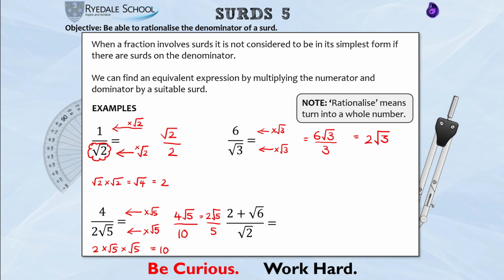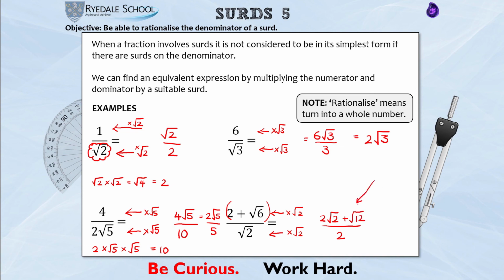In my final example, I have 2 terms on the top for my numerator. But how can I rationalise the denominator? Yes, I'm still multiplying by root 2. Root 2 times root 2 is root 4, or 2. Now it is like I'm multiplying all of this numerator by root 2. So I've got 2 times root 2, which is 2 root 2. And root 6 times root 2, which is root 12.